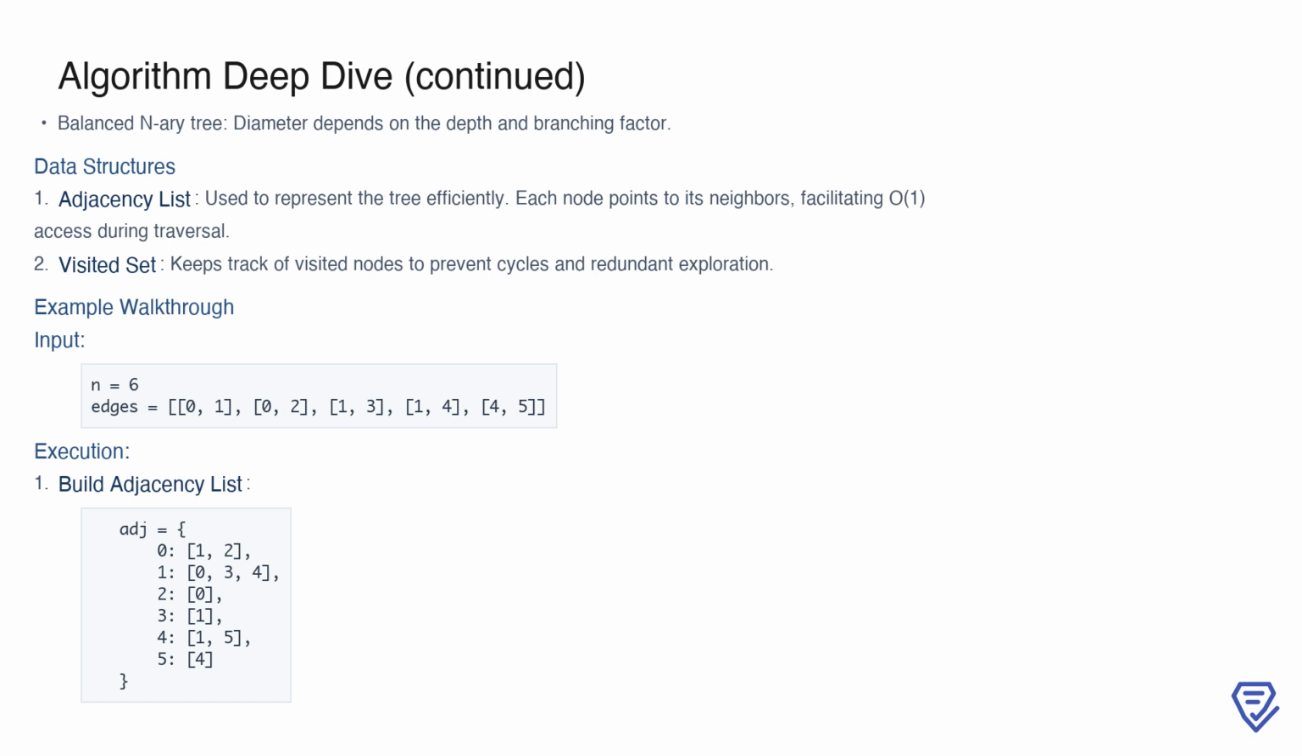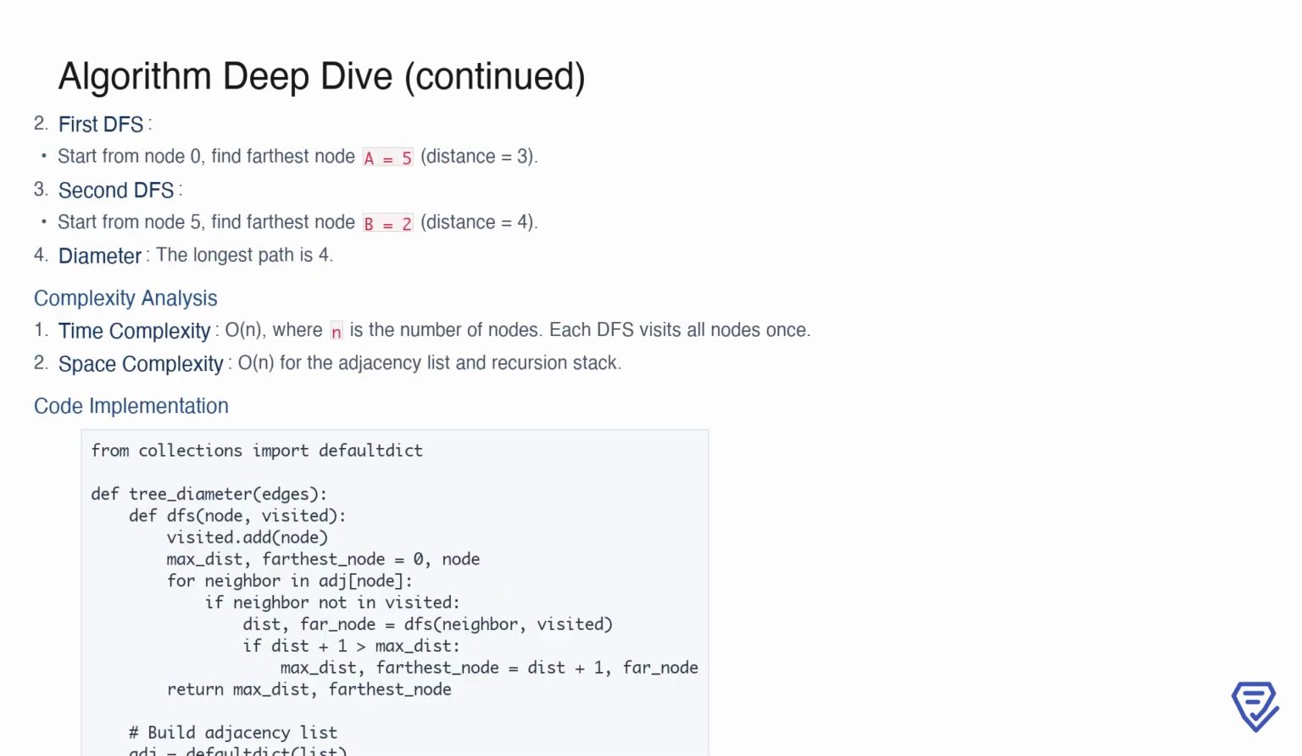First, we build the adjacency list representation of the tree. For example, node 0 connects to nodes 1 and 2, node 1 connects to nodes 0, 3, and 4, and so on. This adjacency list will be the foundation for our DFS traversal. With the adjacency list built, we proceed to the first DFS.